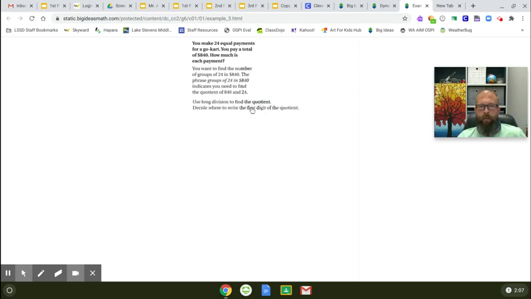Use long division to find the quotient. So you're going to write it out like this. This is how you do long division. You put the bigger number inside, the smaller number outside. We're not going to use the hundreds place because 24 is greater than 8, so I have to use the 84.